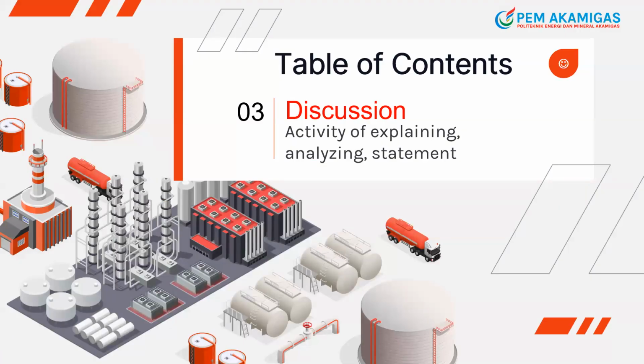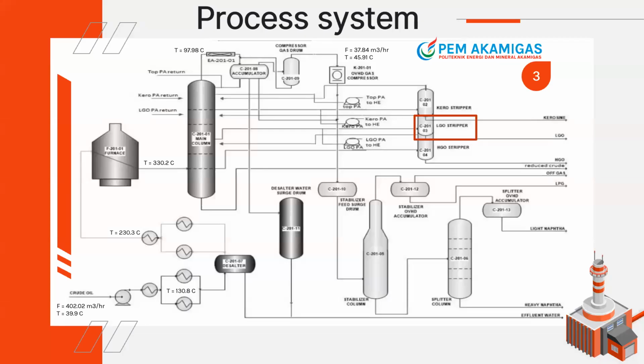We enter the third topic, the discussion. Okay, that is the PFD of the CDU unit. Crude oil feed is pumped with a booster pump to the desalter. Before entering the desalter, the crude is heated in a series of heat exchangers, which utilize heat from the column.